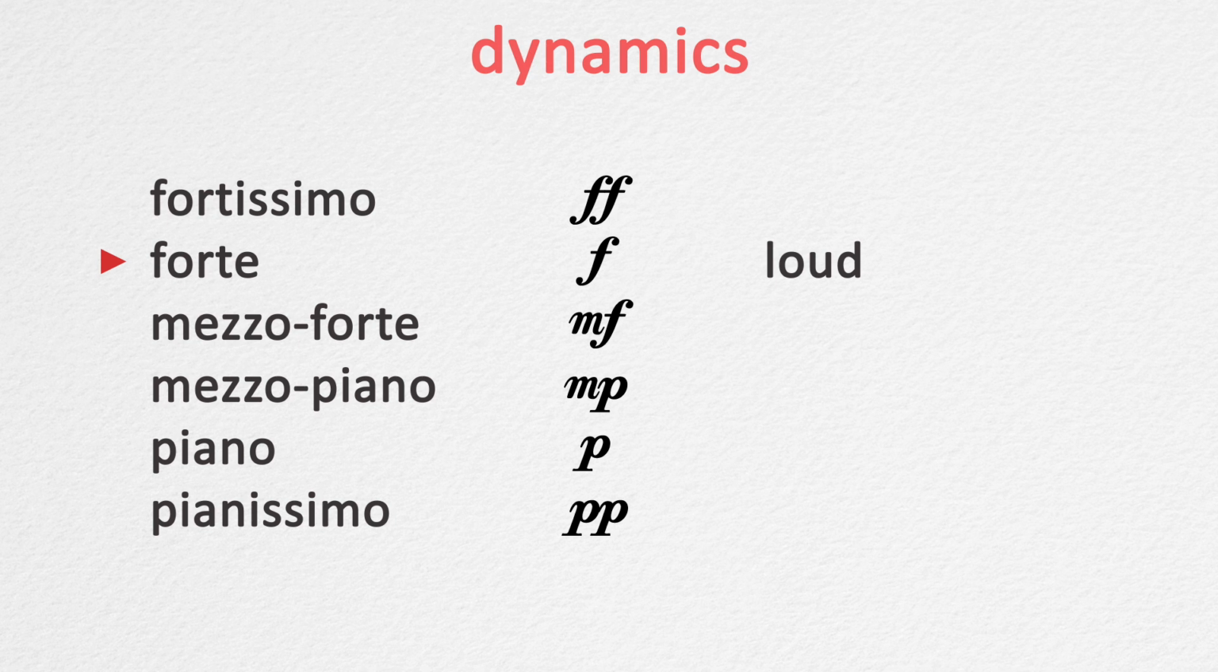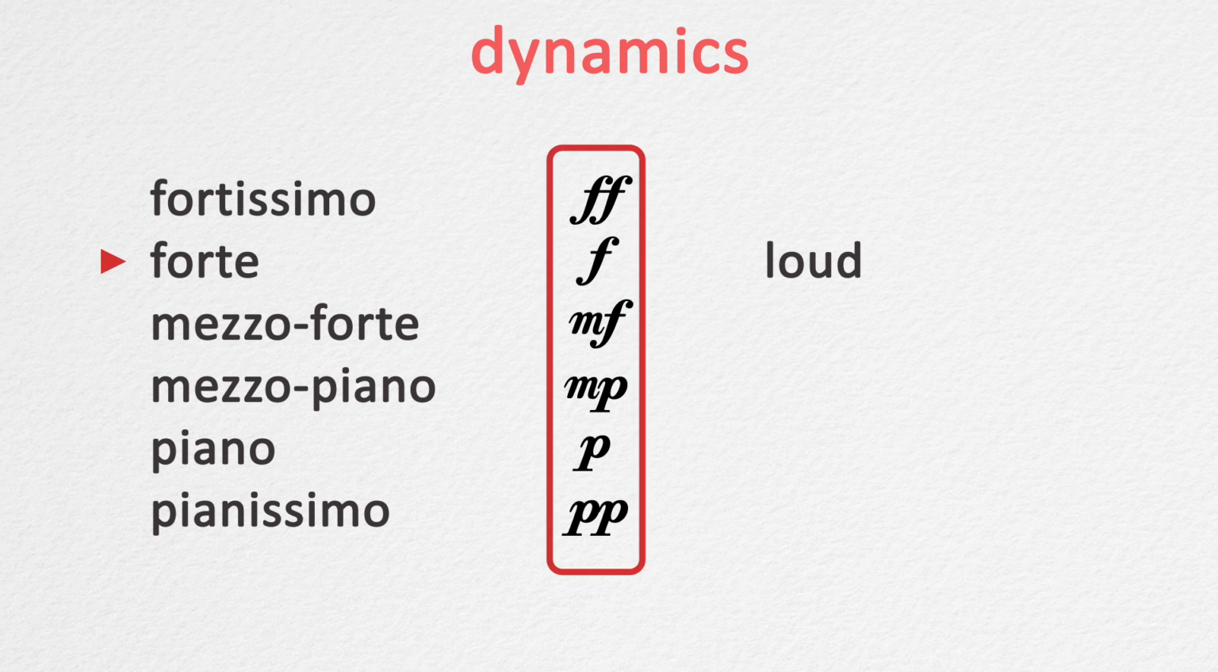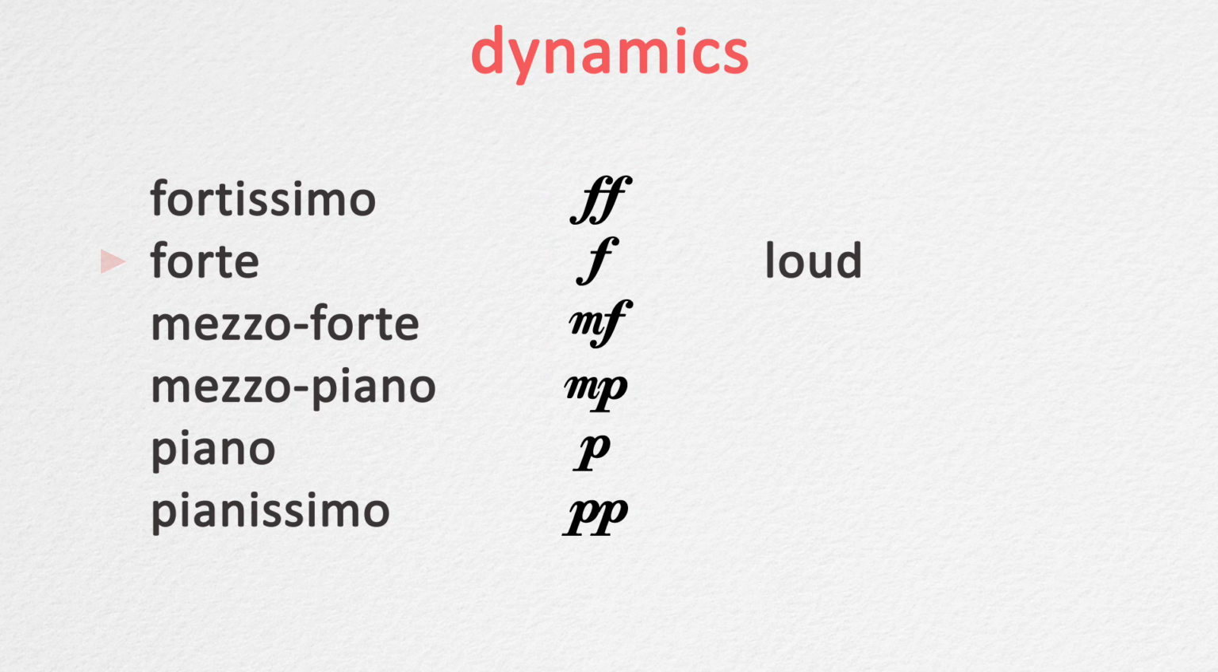Unlike with some of the other markings we've seen, such as those for tempo, dynamic markings are almost always abbreviated in music notation, usually with just their first letters in italic, but sometimes in other ways depending. For this dynamic, forte, the abbreviation is simply an italic F, positioned where the dynamic is supposed to be taking place in the music. On the other side of the spectrum, we have our basic dynamic marking for soft, piano.